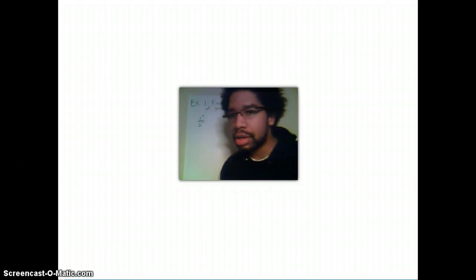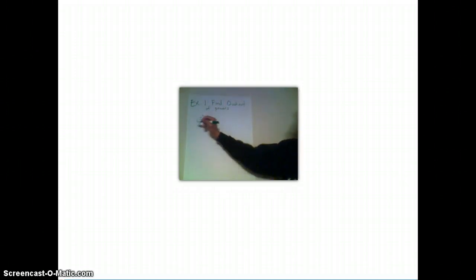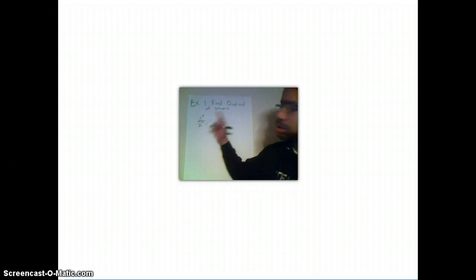So example 1 is finding quotient of powers. First we're going to be looking at just numbers. So let's say we have 2 to the 9th power over 2 to the 7th power. Now I could expand this and go 2 times 2 times 2 times 2, yada yada yada, all over 7.